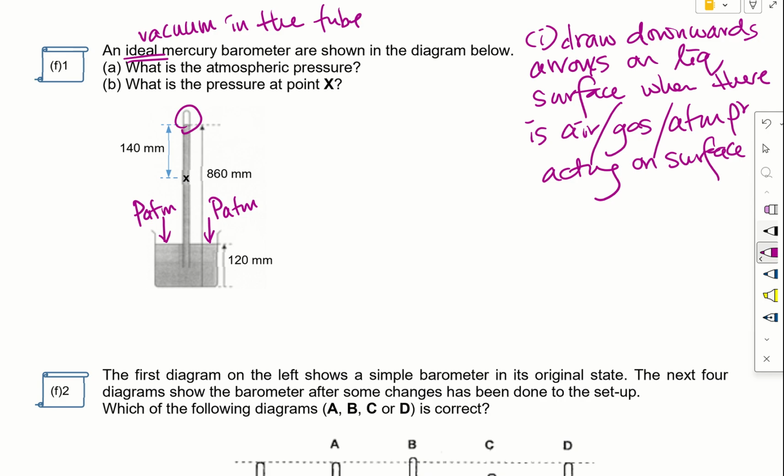Okay, that means there is nothing inside, no air. So it's vacuum, so there's no pressure exerted on the liquid surface. So over here, I do not need to draw the downward arrow.